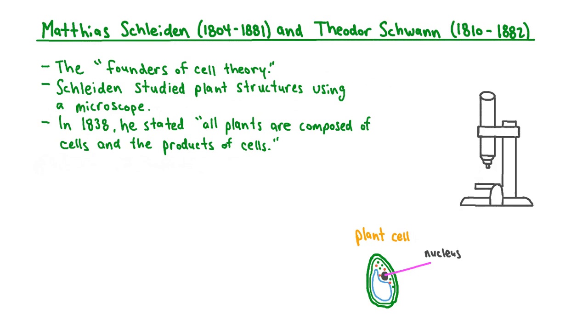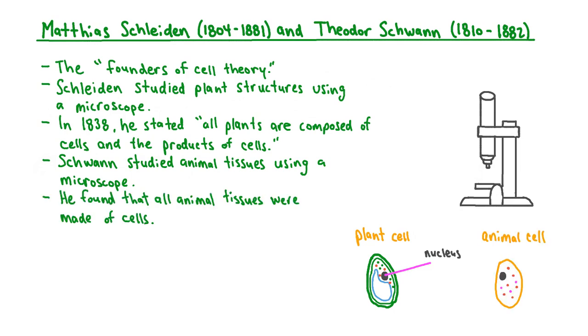Schleiden shared his observations about plants with his friend, Theodor Schwann. You may recognize this name from the Schwann cells in the nervous system, which are named after him. Schwann was a German physiologist, particularly interested in the microscopic study of animal tissues.